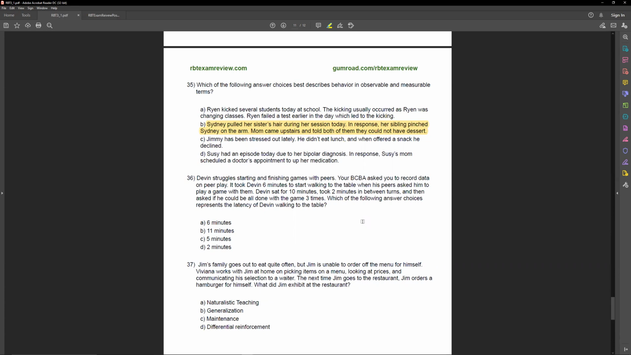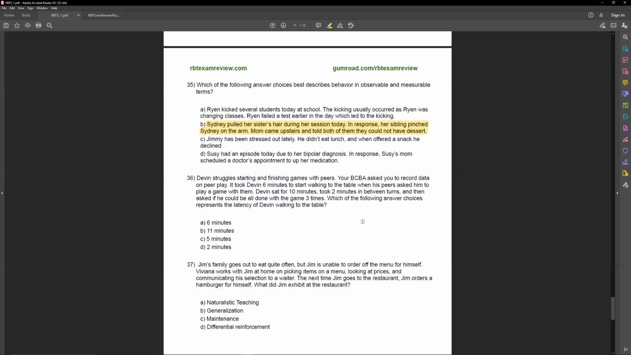Okay. In this particular question, we have several pieces of data, right? We've got latency data, we've got duration data, we've got IRT data, and we've got frequency data. So you're starting to see how we can have all our different continuous measurements on simply a peer play game. So your job is to what? Answer the question, right? What is the question asking you? All that other stuff is going to become irrelevant. We want to know what the question is asking.